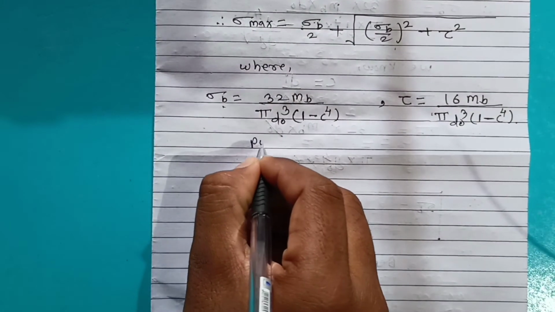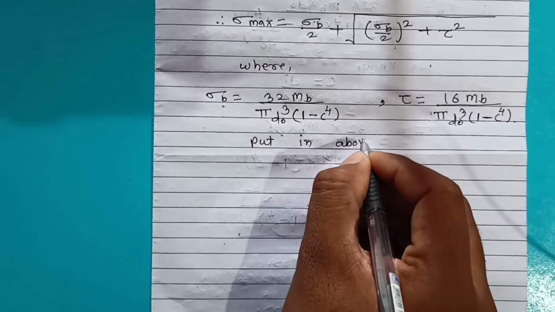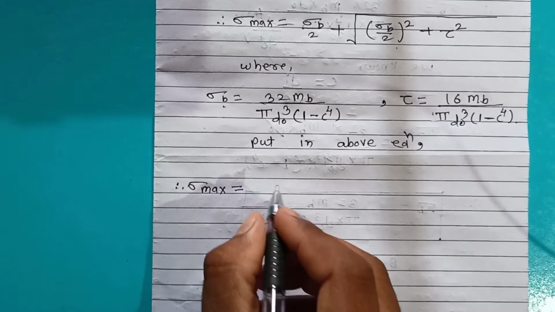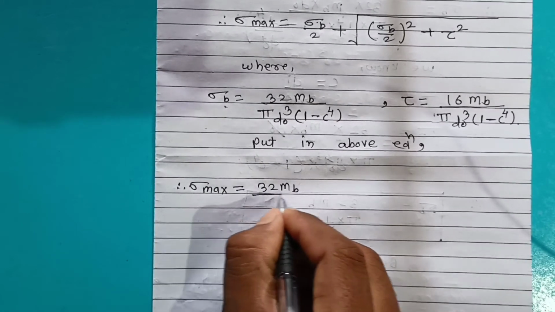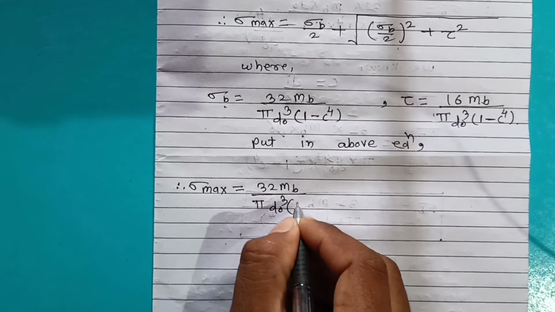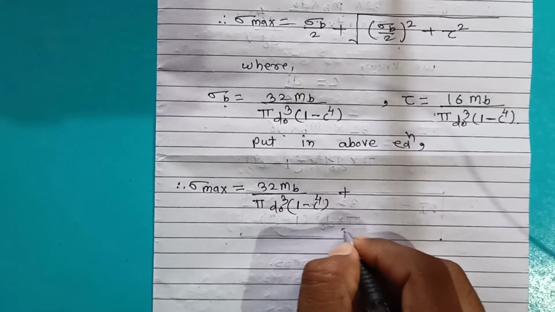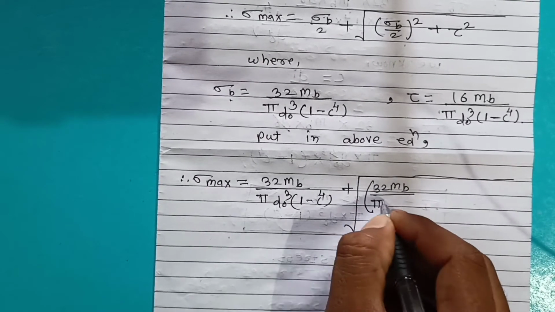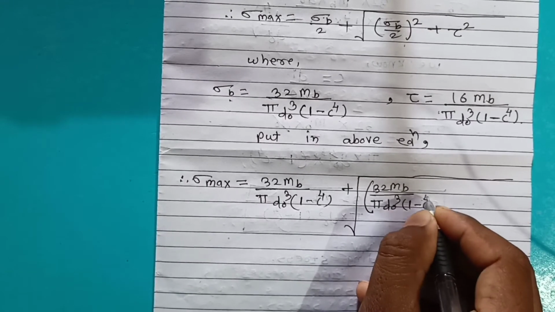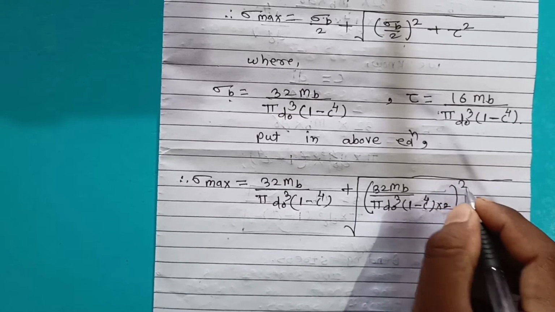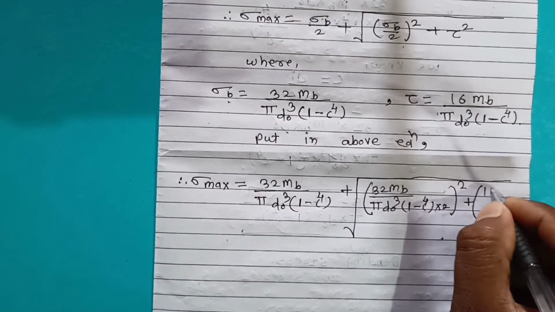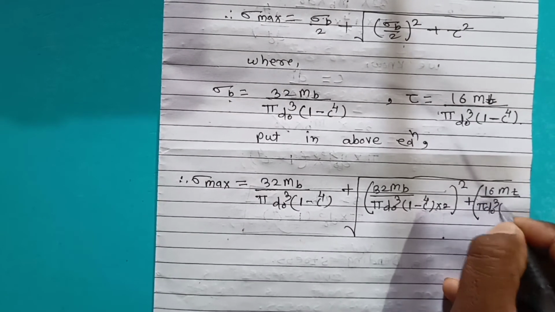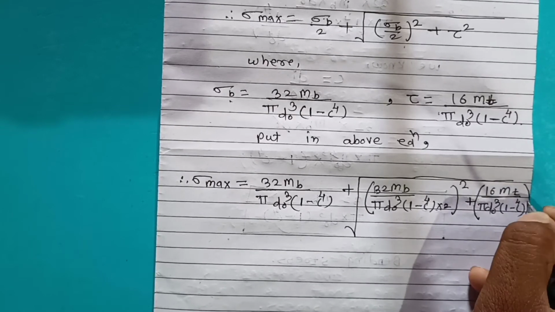Putting them in the above equation, sigma max is equal to 32 Mb divided by pi do cube (1 minus c raised to 4), into 2, plus under root, in bracket 32 Mb divided by pi do cube (1 minus c raised to 4) into 2, bracket square, plus in bracket 16 Mt divided by pi do cube (1 minus c raised to 4), bracket complete and square.